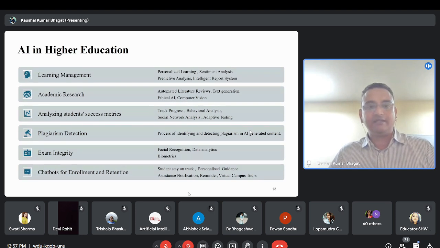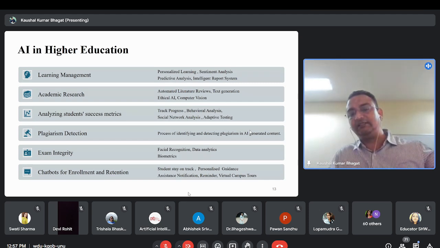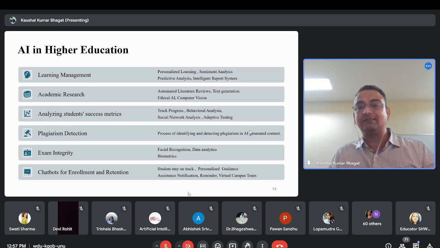Now, artificial intelligence in higher education. A lot of applications are there, like learning management, where you can have personalized learning, sentiment analysis, intelligent report systems, and academic research. Nowadays, when you are doing a PhD or master's, you need to write your thesis. For that, you can also extract the literature reviews.